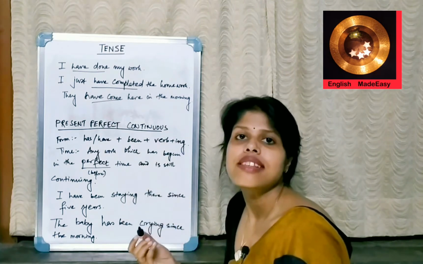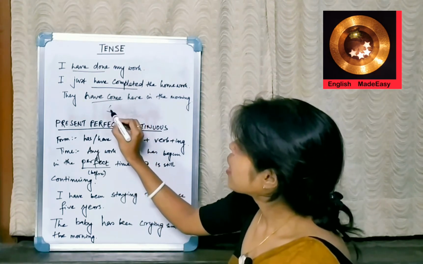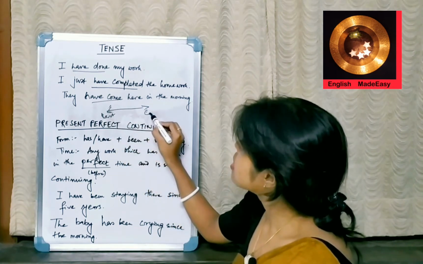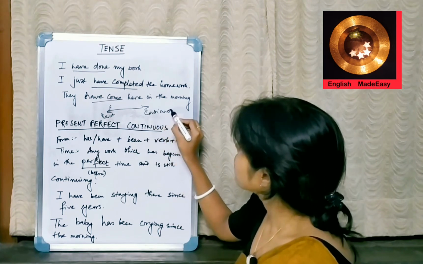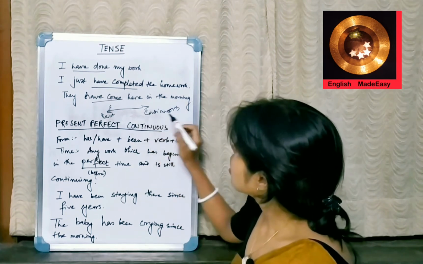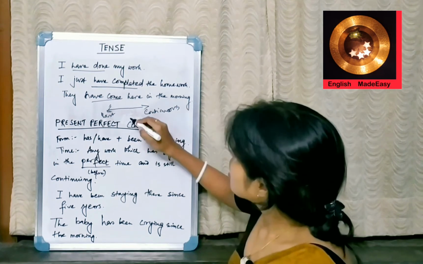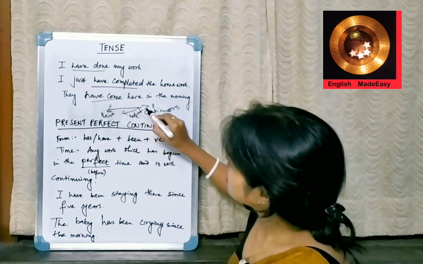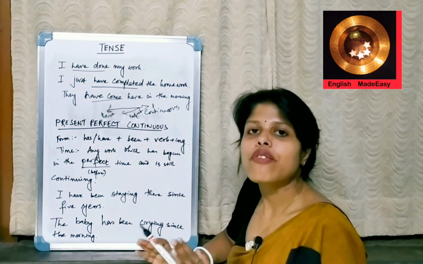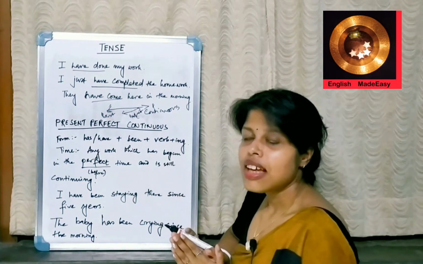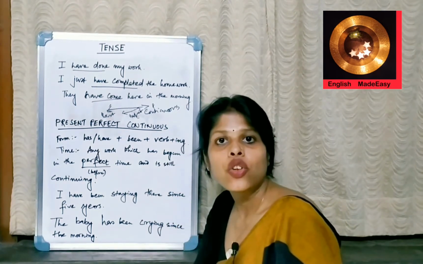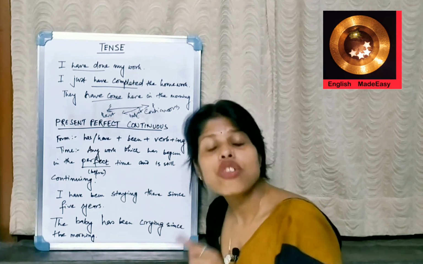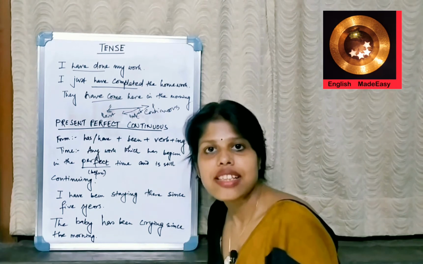So let me again repeat the time. It happens in between, not in the past, not present continuous, but in between, perfect. So be very clear about using it. The work has been completed. We are not doing it right now, but it has been completed 5 minutes back. That also falls under present perfect tense.